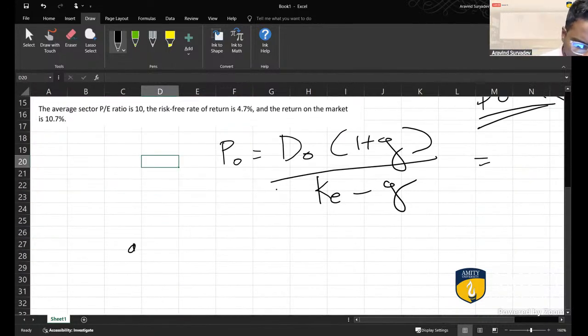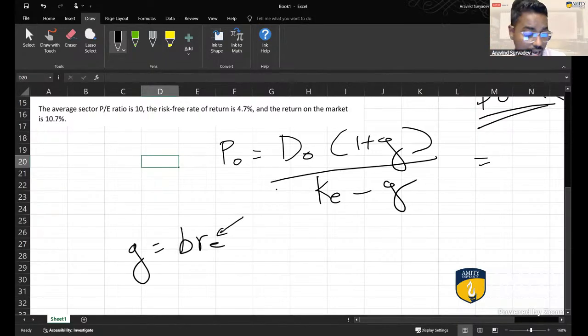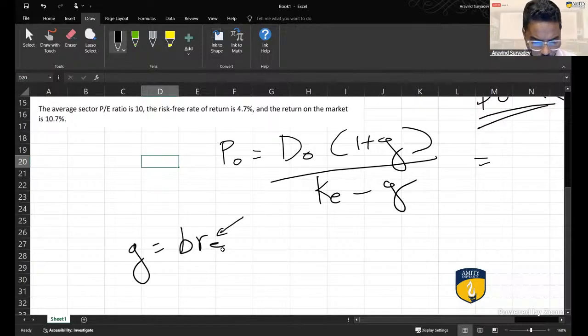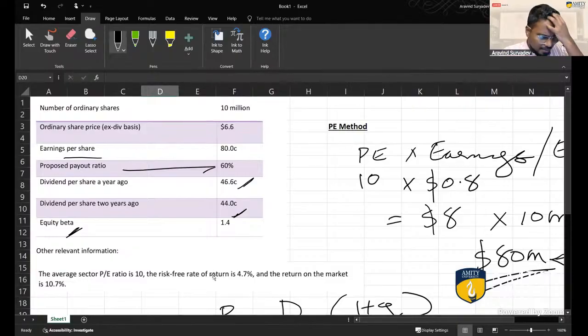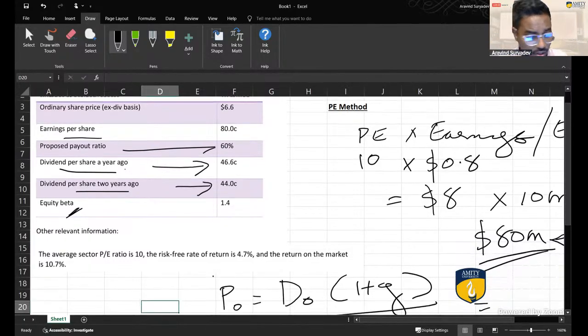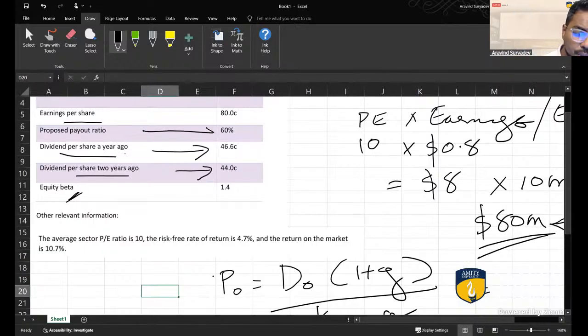So to find the growth rate, first of all, since I don't have bRE, RE is the rate of return on equity. We could actually find that out using the equity beta here. I will come to that. What else do we need? b would be the retention ratio. How much of the earnings are being retained? We've been given a payout ratio. We could use it, but I would leave it there because there's an easier method, and that would be dividend per share a year ago and dividend per share 2 years ago. I can use this to understand what is the dividend growth rate. And not just that, they have told us that the proposed payout ratio is 60%.